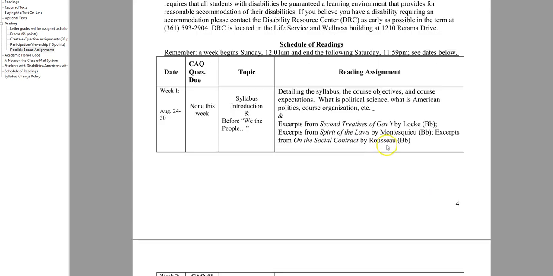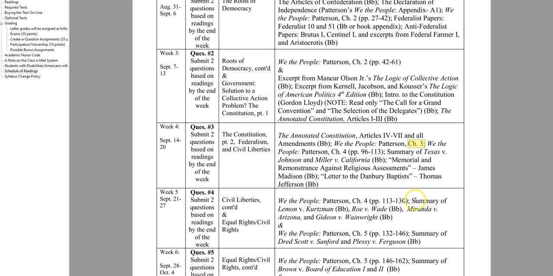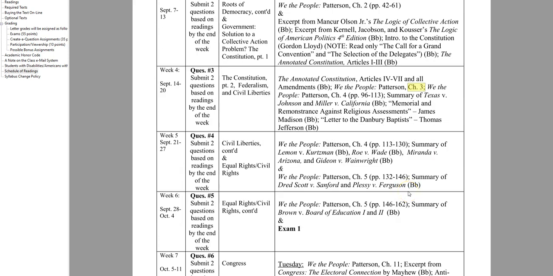So what I did is I've scanned the readings for chapter 2 right here and chapter 3, and I put those on Blackboard. So you actually won't need the textbook. All this other stuff, by the way, is on Blackboard. It's not in the textbook, right? Anything that's not We the People by Patterson is not textbook material. That's why it's noted with a BB, right? Blackboard. So all the chapters 2 and 3, we're not reading chapter 1, are on Blackboard already for you.